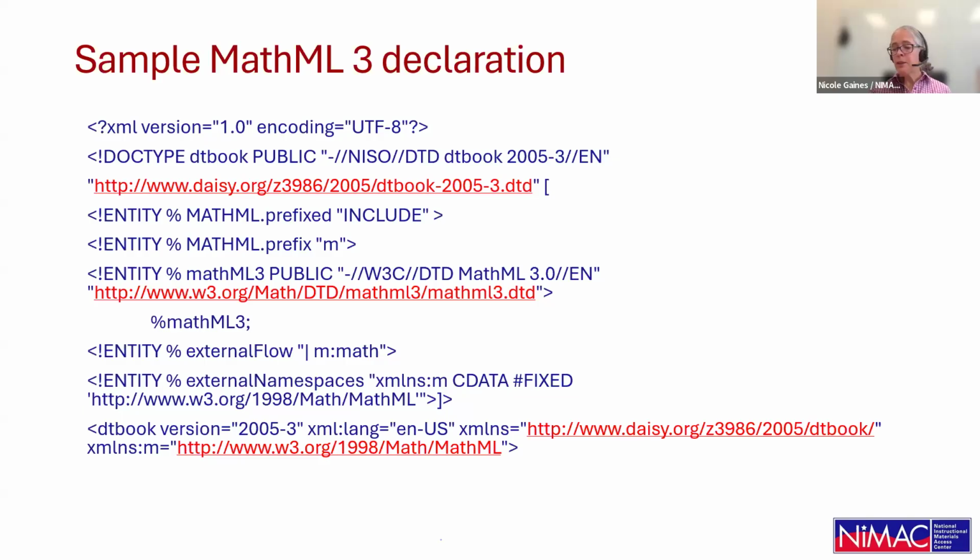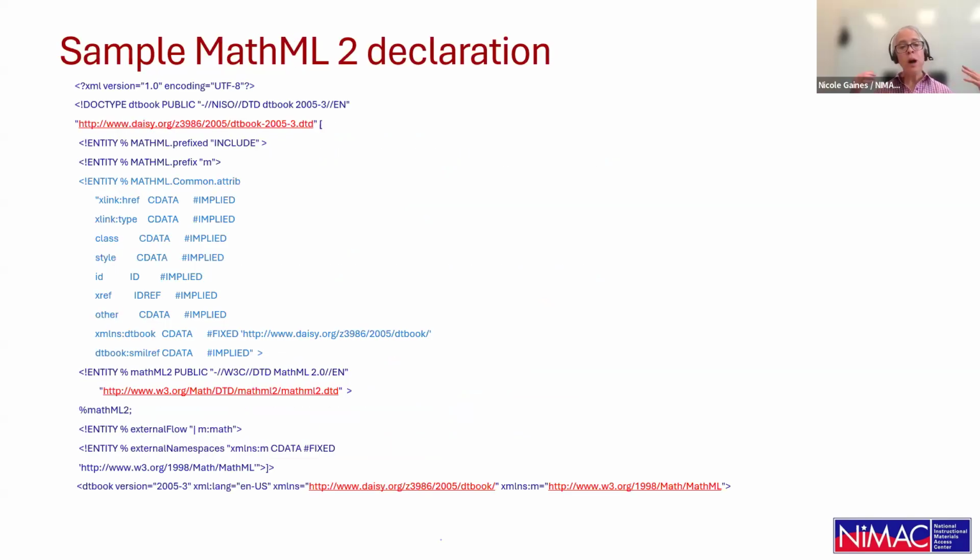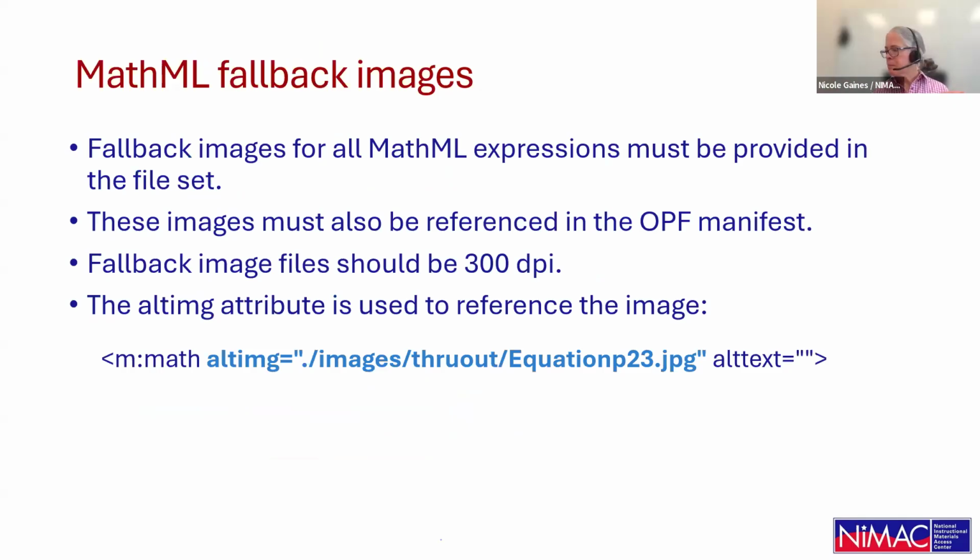Another thing I would like to point out quickly is that if you do include MathML in your file, we would ask that you ensure that you capture all of the math as MathML and not as regular text. And fallback images are required. There was a question about this earlier: fallback images for all MathML expressions are required. These should be referenced in the OPF manifest, and they should be 300 DPI.